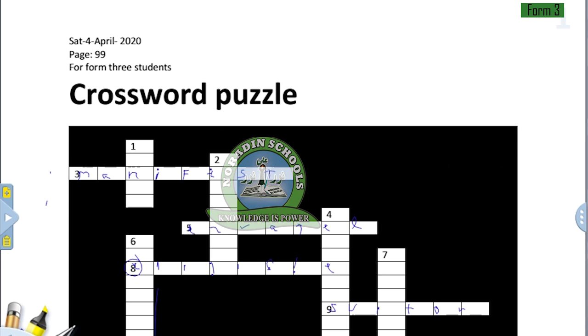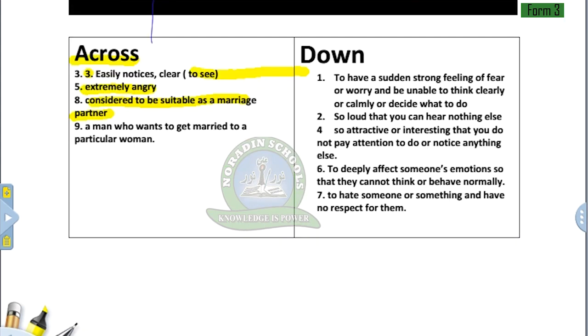So, how many answers do I have so far? I get one, two, three, and then four. Okay, let's go back. We will now move to the down section. Alhamdulillah, we finished the across part. Let's see the down. Okay, dear.